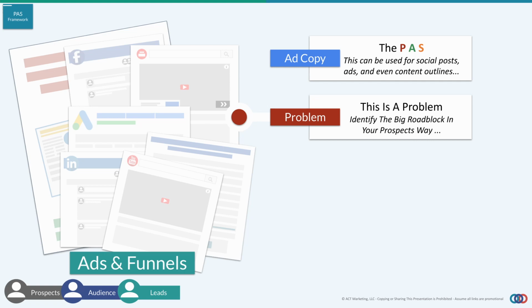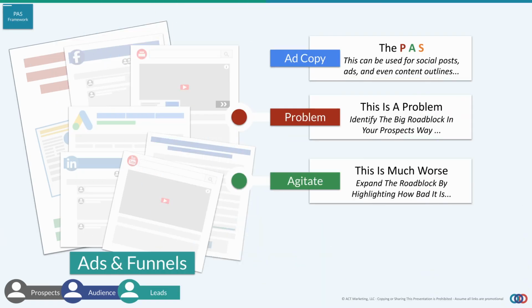So starting with the problem, you just identify what's the big problem that my ideal customer is dealing with? And that's what you call out. You essentially say, hey, if you're tired of this, hey, if you're struggling with this, and you literally just say whatever the problem is. We'll go through an example in a moment.